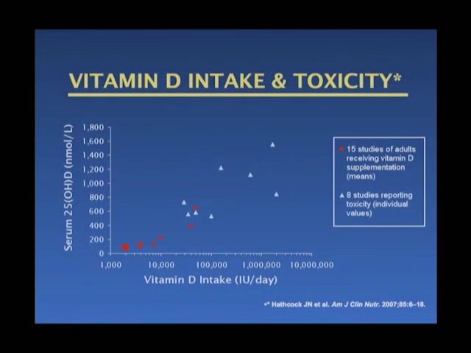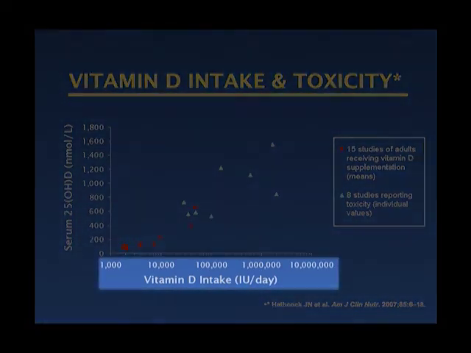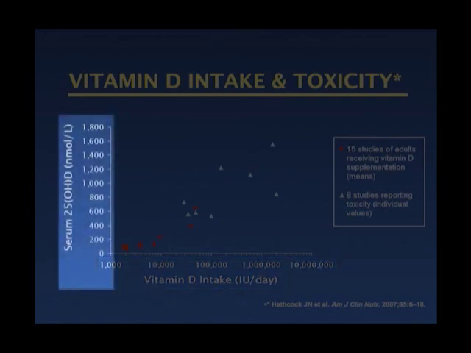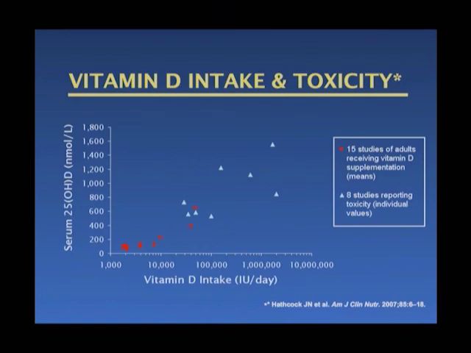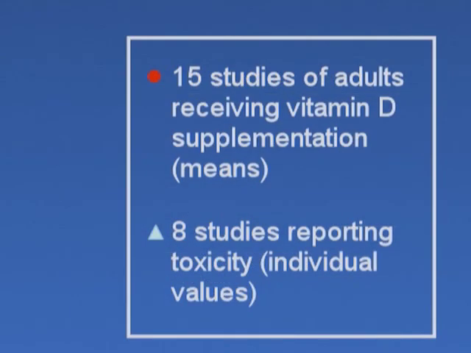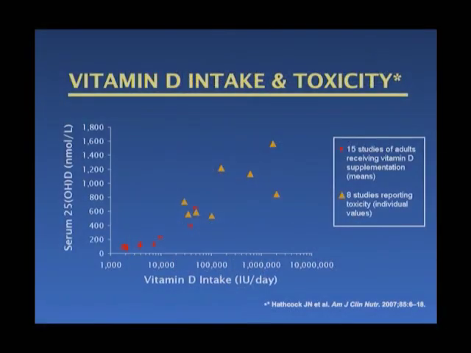Now, I want to refer to a brief paper on toxicity that was published now just 3 years ago. This is a log scale here, so we're starting at 1,000 international units per day going up to 10 million. I'm not recommending this, please understand that. And this is serum 25-hydroxy-D. These red circles are the means of 15 studies of controlled vitamin D supplementation in which we were working out the pharmacology of this potent compound. And the triangles here are 8 studies that reported individual cases of toxicity. I'm highlighting them in orange so you can pay attention to them.